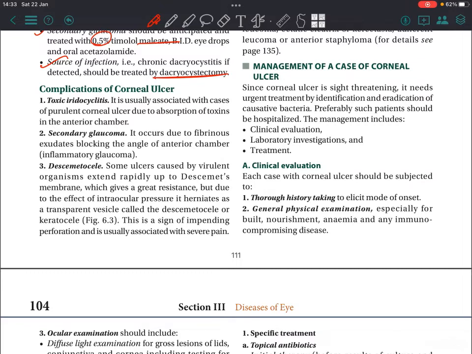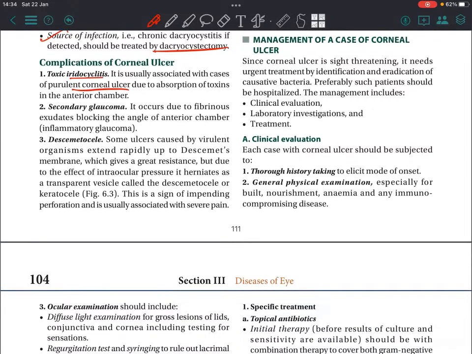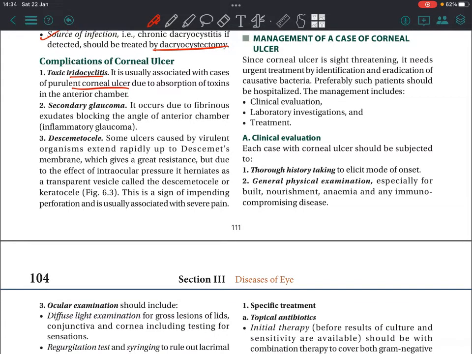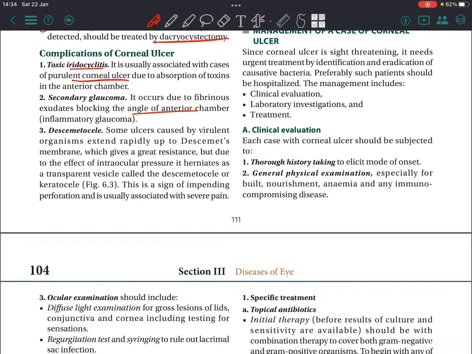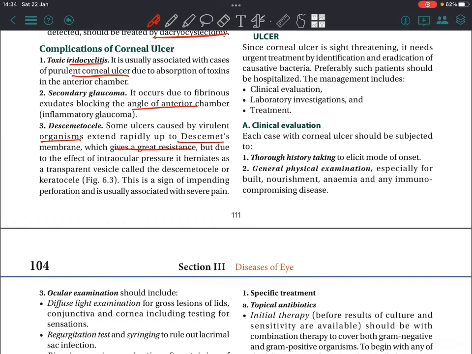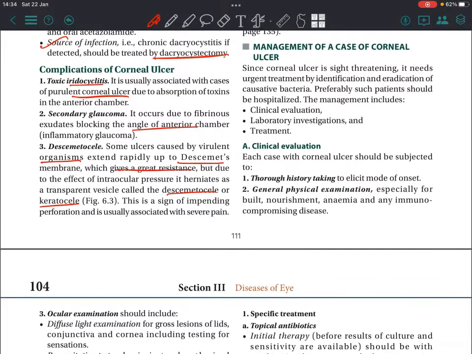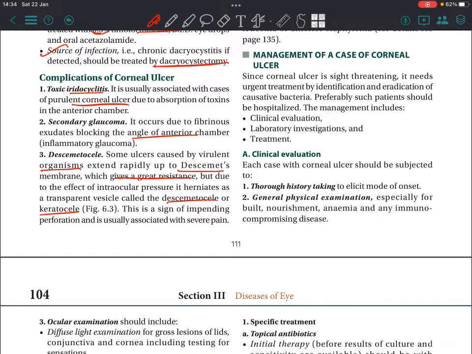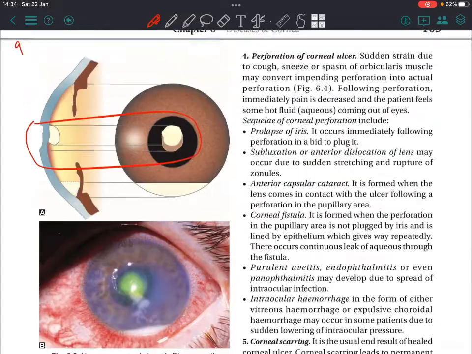Complications of corneal ulcer. Toxic iridocyclitis is associated with purulent corneal ulcer due to absorption of toxins in the anterior chamber. Secondary glaucoma occurs due to fibrinous exudates blocking the angle of the anterior chamber. Descemetocele: some ulcers caused by virulent organisms extend up to Descemet's membrane, which gives great resistance, but due to the effect of intraocular pressure it herniates as a transparent vesicle called a descemetocele or keratocele. This is a sign of impending perforation, usually associated with severe pain.